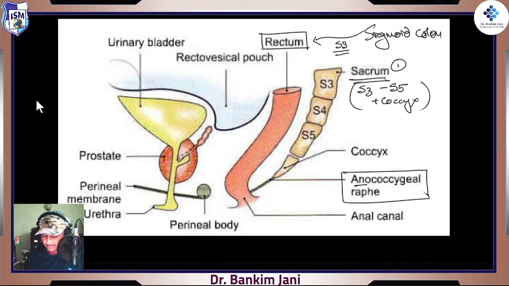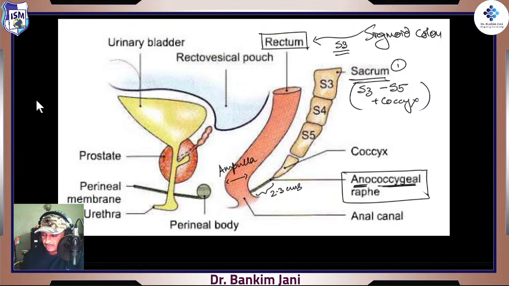Interesting is the anococcygeal raphe, between the anus and coccyx. It is about 2 to 3 centimeters, posteriorly situated, and it is just for support. But see, there is a dilated portion. This dilated portion is called the ampulla.